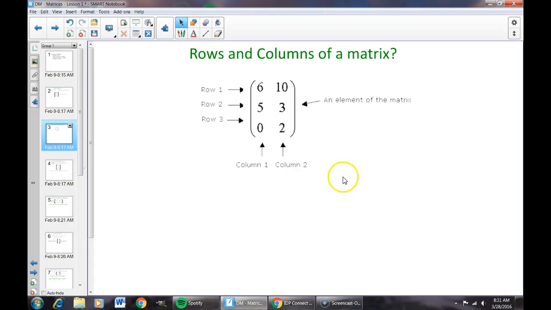Alright, so here we go, 6, 10, 5, 3, 0, 2 is an example of a matrix that has 1, 2, 3 rows, and there are 2 columns, column number 1, column number 2. Each one of the numbers in the matrix is known as an element of the matrix.